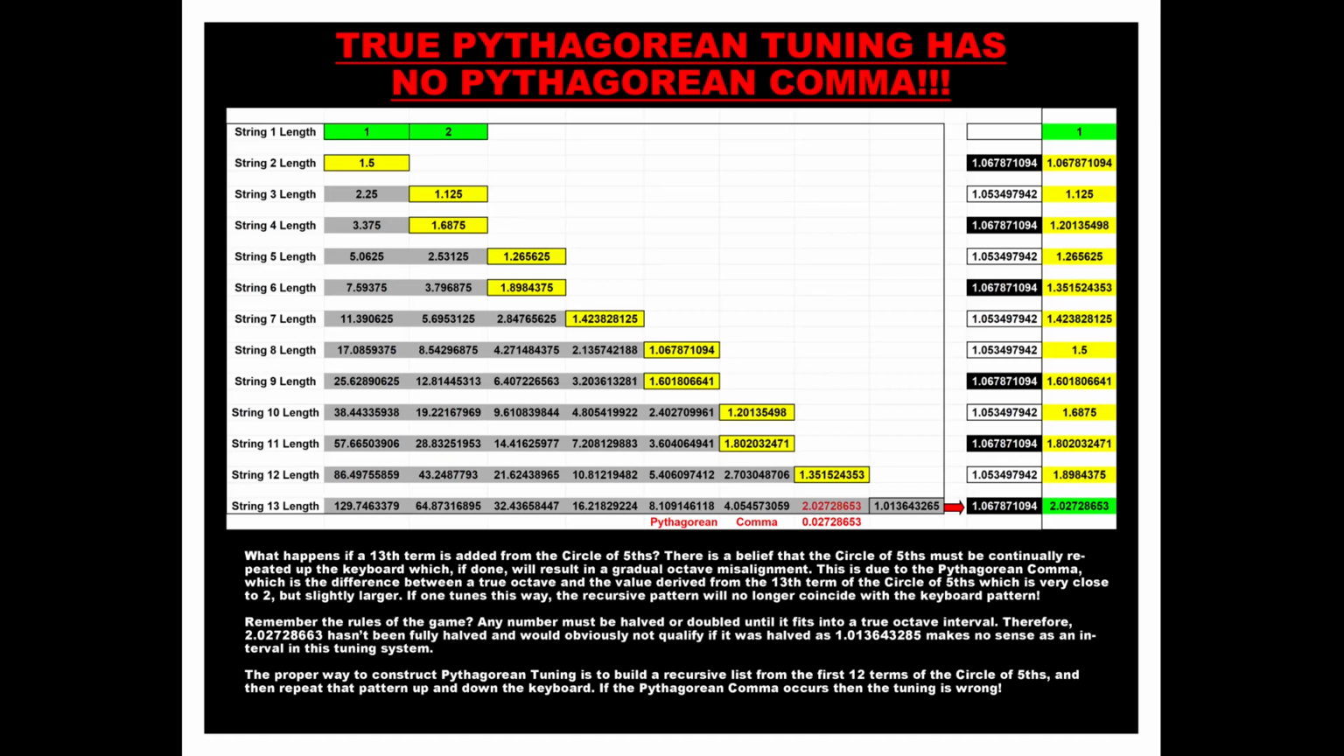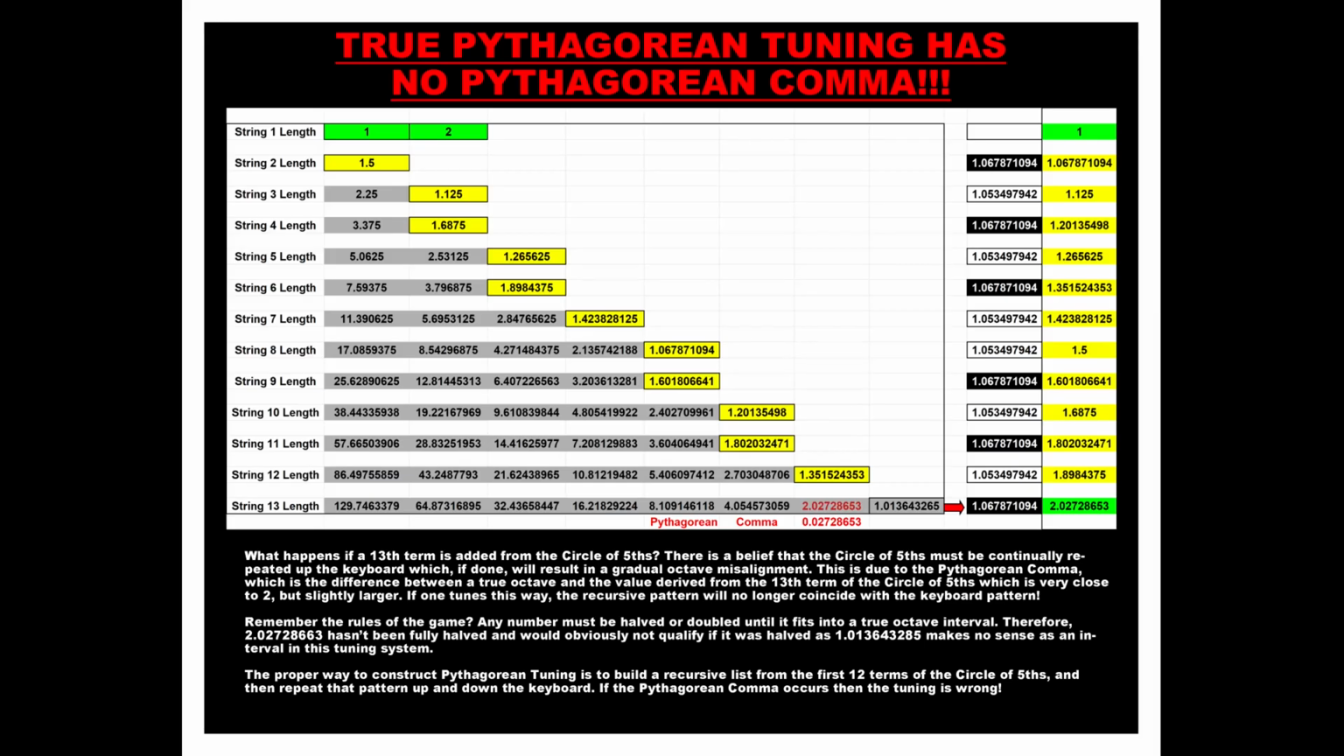So true Pythagorean tuning has no Pythagorean comma. What happens if a 13th term is added from the circle of fifths? There is a belief that the circle of fifths must be continually repeated up the keyboard, which, if done, will result in a gradual octave misalignment.